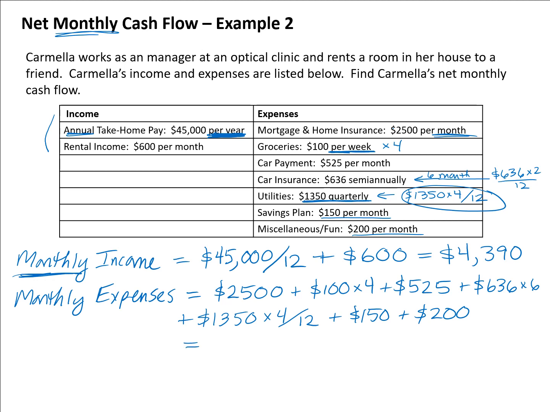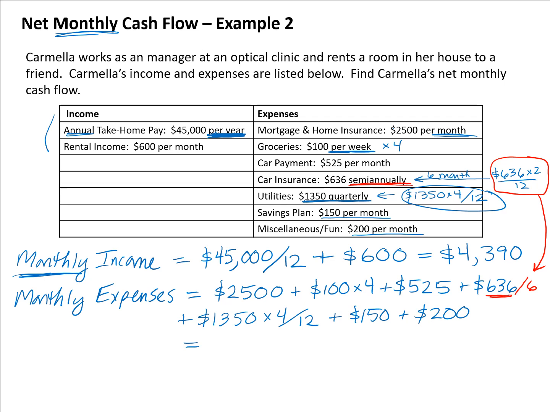So when we add up all of those expenses: $2,500, $100 for groceries times 4, $525, $636 for that insurance, but times 6, and I just realized I have a typo there. This is why it's sometimes a good idea to double check as you go. I had said divided by 6, but then I multiplied by 6 instead. So remember, this car insurance was semi-annual, so this is $636 divided by 6, because this is a 6-month amount, an amount we pay 2 times a year. So we could also say times 2 divided by 12. So on a monthly basis we're being charged $636 divided by 6.